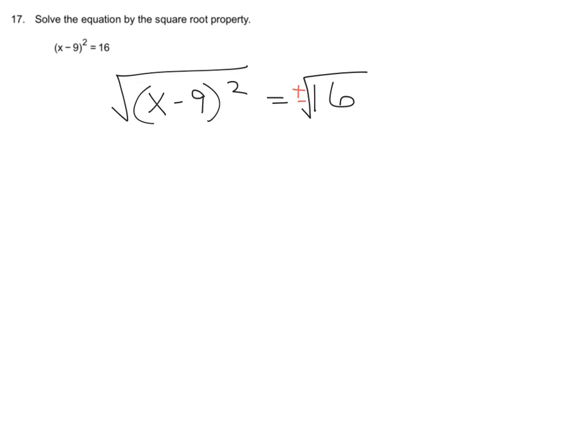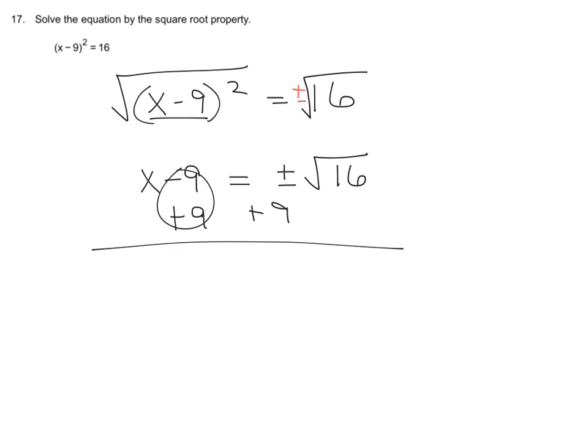The square root of x minus 9 squared is just the x minus 9 because we got rid of the exponent 2 by taking the square root, and that equals plus or minus the square root of 16. Next, we can add 9 to both sides to isolate the x term. So I get x equals 9 plus or minus the square root of 16. Now I need to simplify my answer.